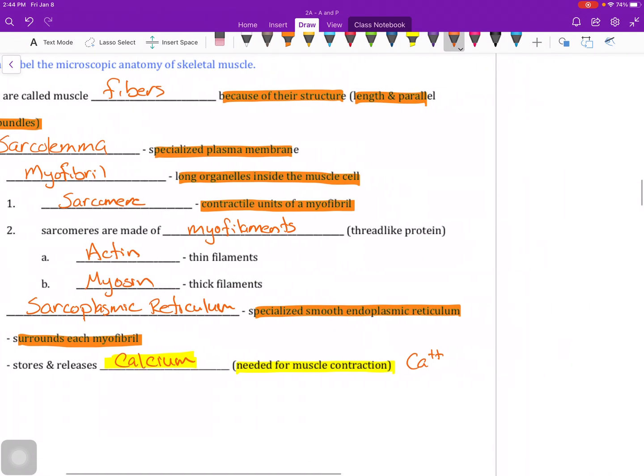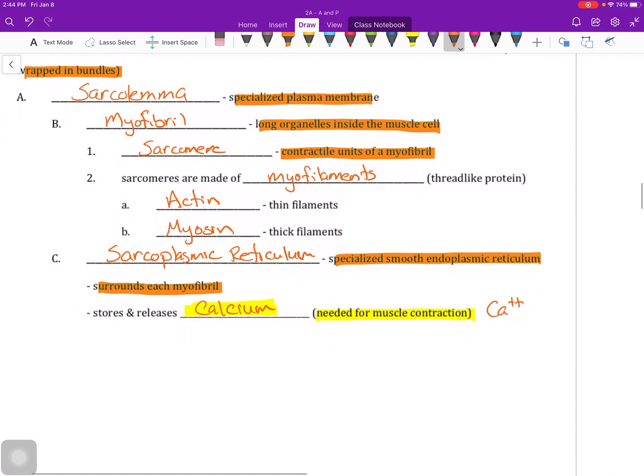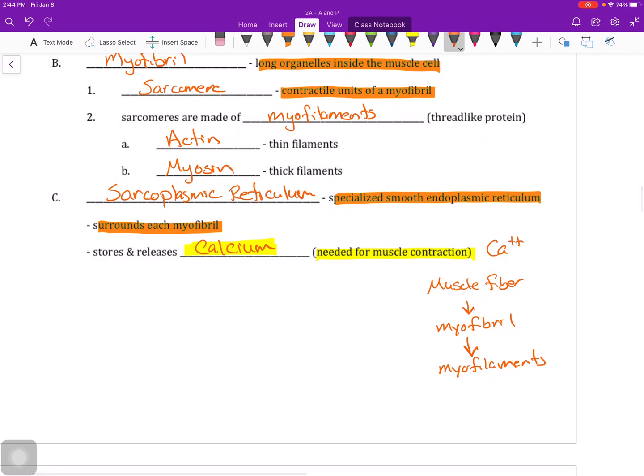Let's take a look right here. I'm going to give you a little infographic and break this down for you. You have a muscle fiber, which is composed of myofibrils, which are made of myofilaments, of which there are two. You have a thin filament called actin, and you have a thick filament called myosin.